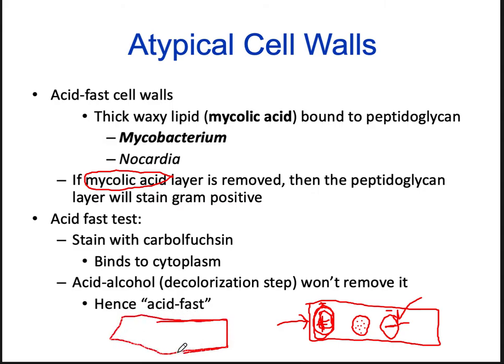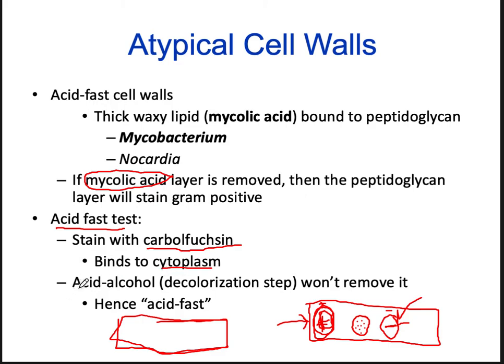Whoops, that came out crooked. This is supposed to be a slide. You would do another stain called the acid-fast stain. It has a different set of reagents. The primary stain is called carbolfuchsin. It's good at binding to cytoplasm.